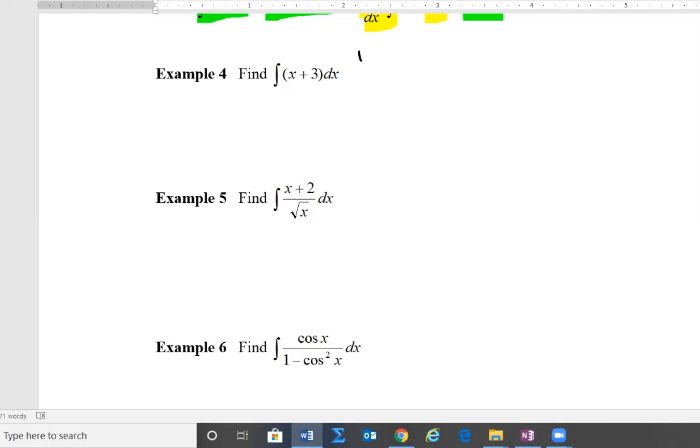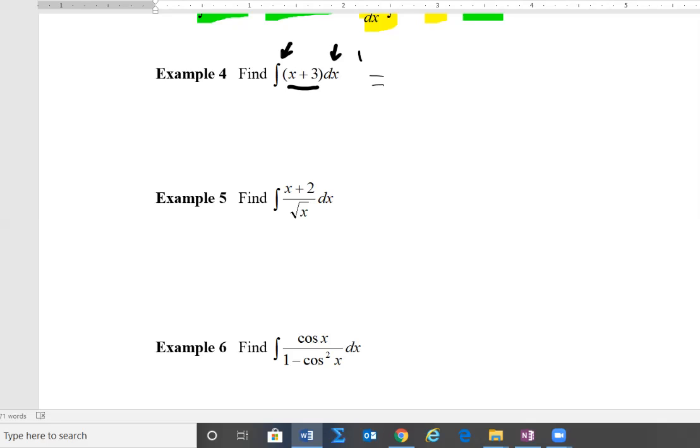Okay, let's take another example here. Let's use our new notation now. We're going to find the integral of x plus 3. This is the integrand in here, and we have our notation to indicate that we're doing anti-differentiation. So it's anti-differentiation. All right, so we take one term at a time.